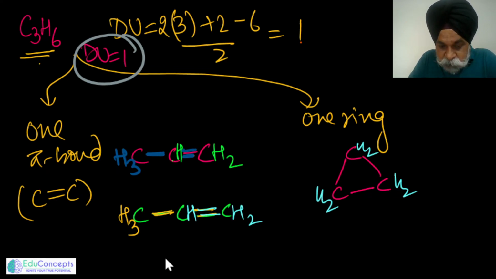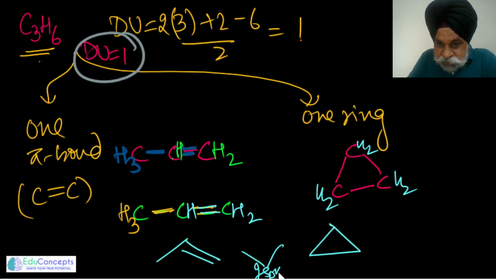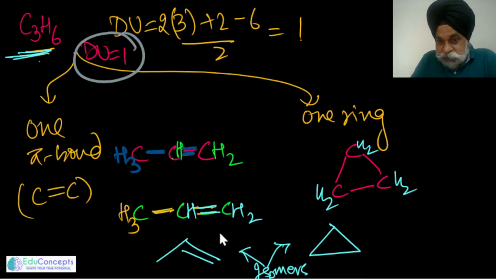So how would the bond-line representation go? For this it is this, for this it is this. Both of these are what? So directly, indirectly, you are understanding a very heavy, very interesting topic of organic chemistry, which is isomerism. So these two are isomers. If you go to the market, C3H6 would be available in either of these two forms. One is called propene, the other is called cyclopropane.